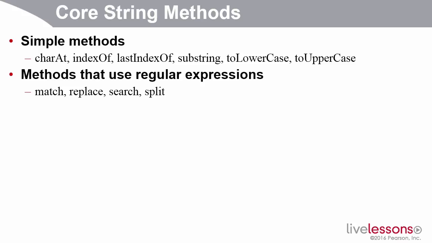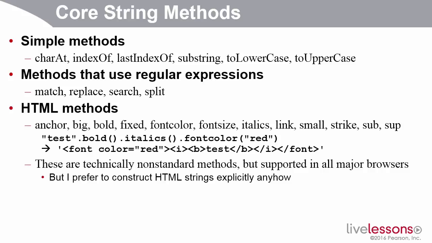Regular expressions are trickier, and so let's postpone the discussion of regular expressions for a few minutes and discuss them separately. And then there are some methods that I personally don't find very useful, but that will manipulate a string and wrap HTML tags around it. I find that if I'm building HTML, using the plus operator, just concatenate things together, is simpler and easier to understand. But nevertheless, these methods exist, and I want to show a few examples.